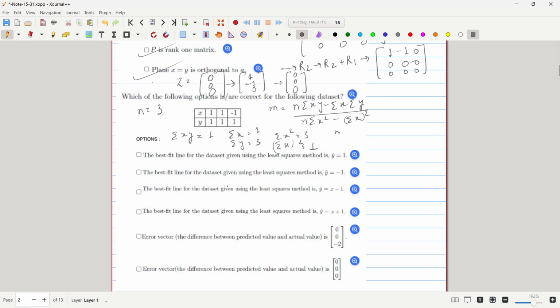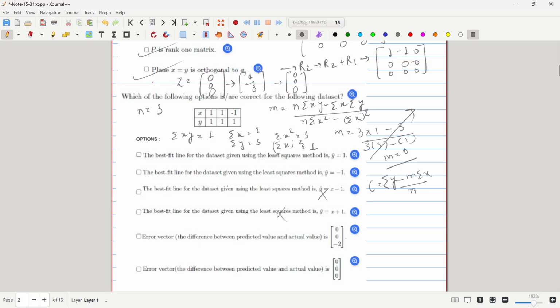Now putting in the values: 3 into 1 minus 3 divided by 3 into 3 minus 1. So 3 minus 3 is 0, so the numerator cancels out as 0. So the value of m is 0. Okay, so if the value of m is 0, then this option is wrong.